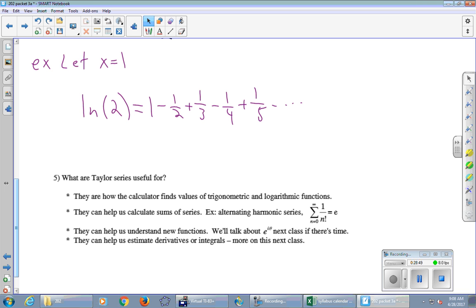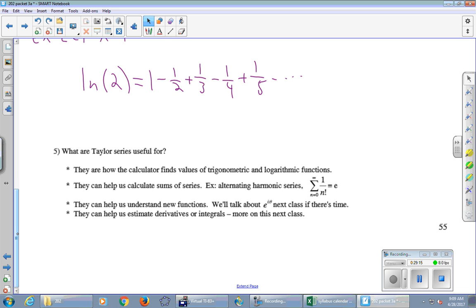Even something as simple as a square root. Like if you ask the calculator for square root of 17, it has no idea how to find a number whose square is 17. But there is a Taylor series for the square root of x, and that's what the calculator is using. They can also help us calculate some sums of series. So we just saw the alternating harmonic series goes to ln of 2. And on the previous page, when we did 1 over n factorial, we got e. That's pretty cool. They can help us understand new functions. Next class, if there's time, we'll talk about e to the i theta. And they can help us with some derivatives and integrals. And we'll do some of that next class, too.